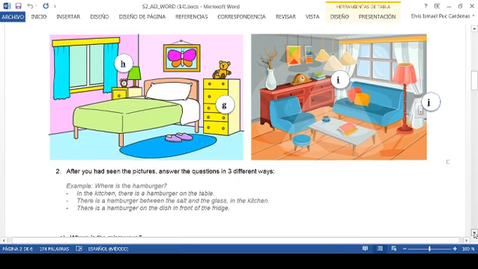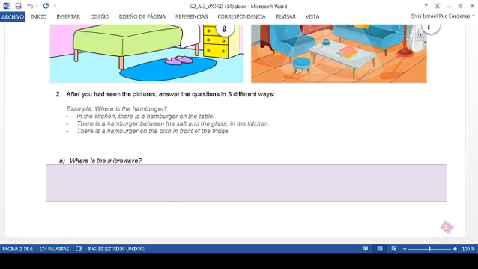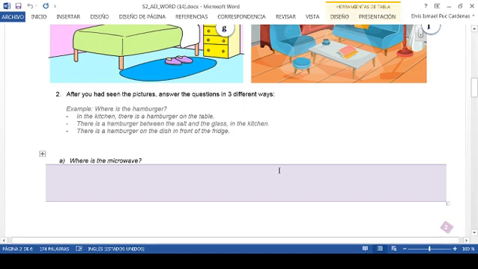And here you have the example that I was talking about previously. And it has a question, where is the hamburger? And then you have the answer. Answer number 1, in the kitchen. There is a hamburger on the table.